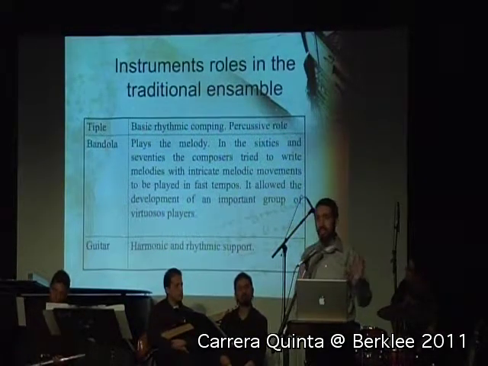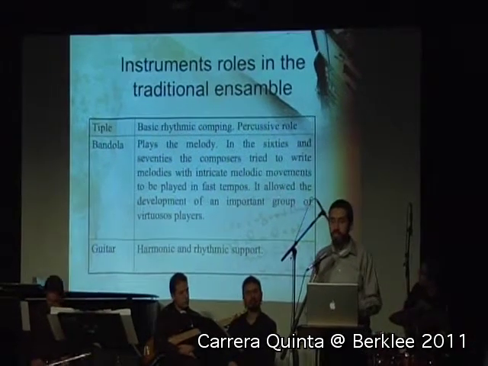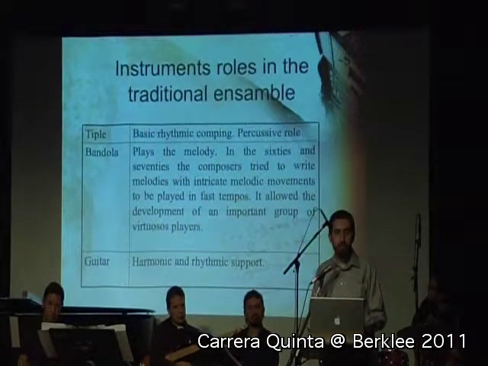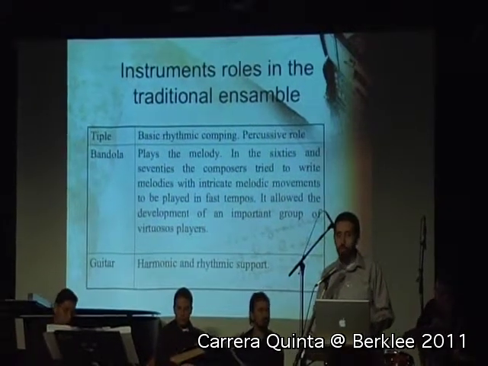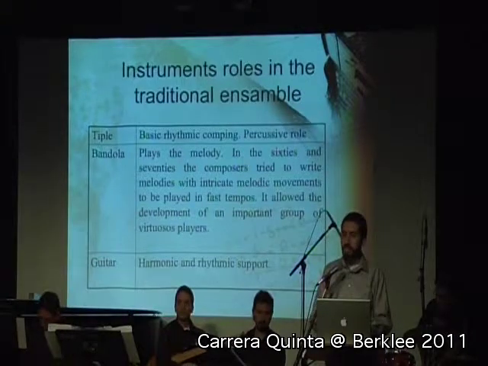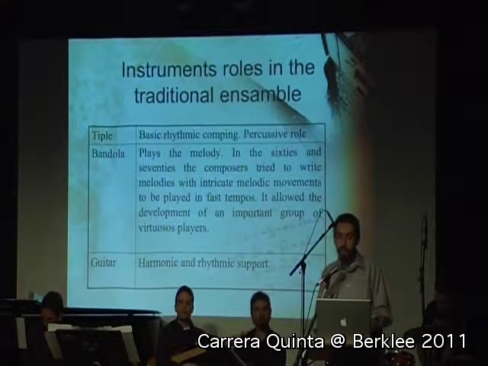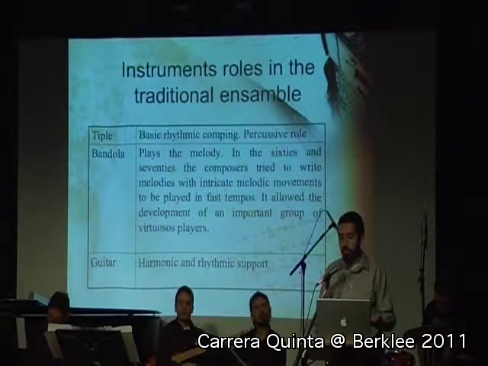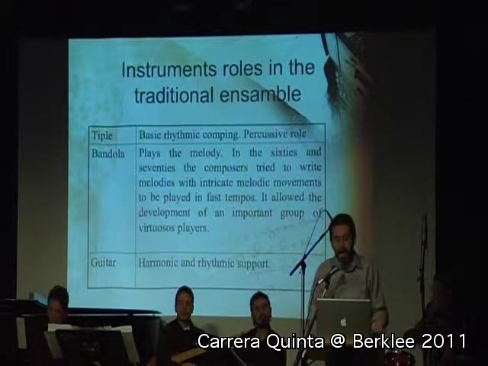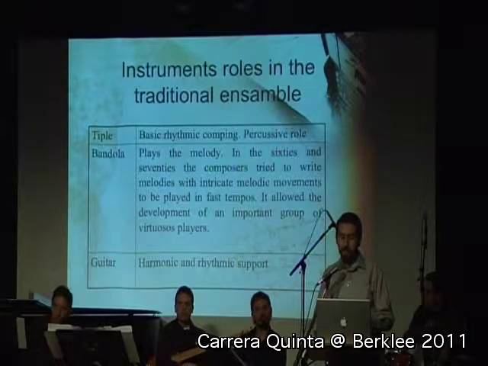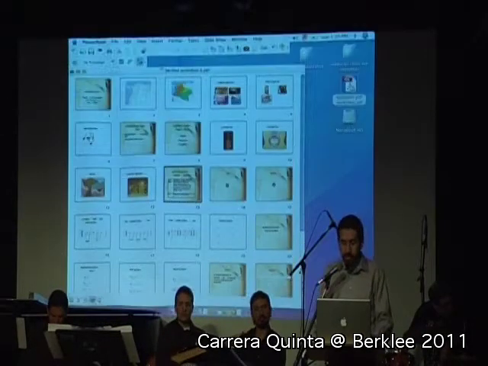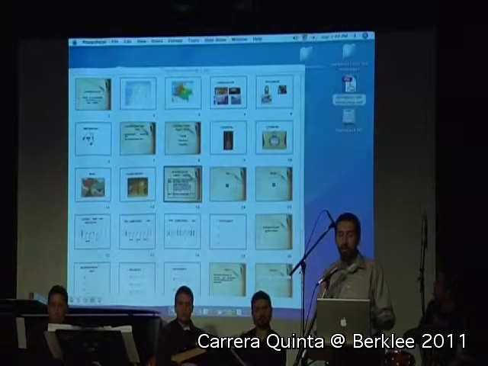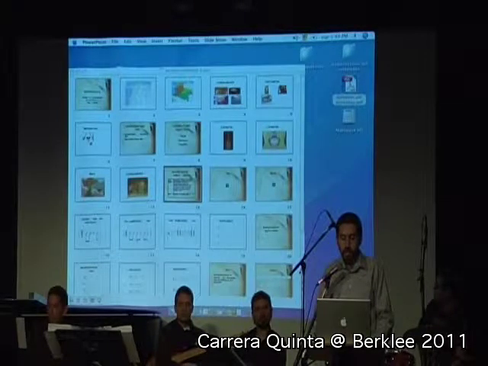In the 60s and the 70s, many composers tried to develop very challenging tunes in fast tempo. So many bandola players are virtuosos, and many of the compositions of the 60s and 70s are thought to be played very fast by virtuoso bandola players. The guitar plays harmony and gives rhythmic support to the ensemble. We are going to listen to some examples of the bandola and the tiple, so you can have an idea of how these instruments sound.